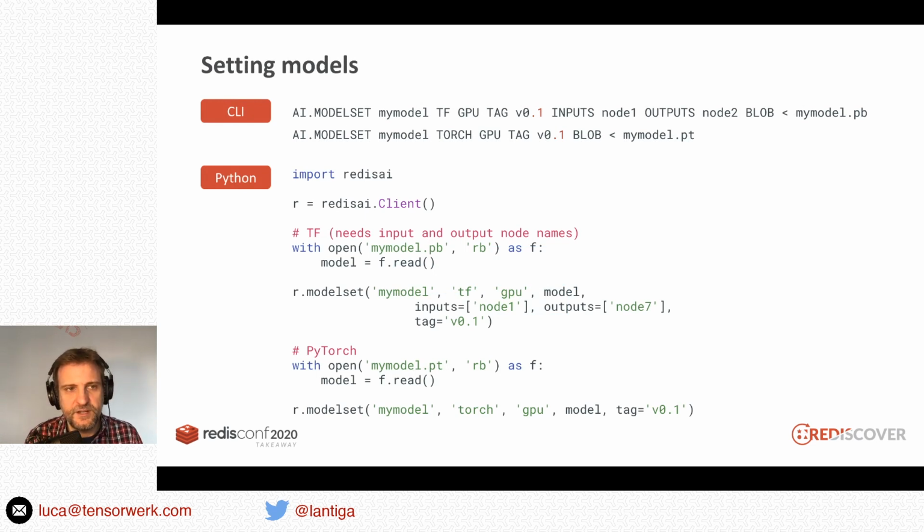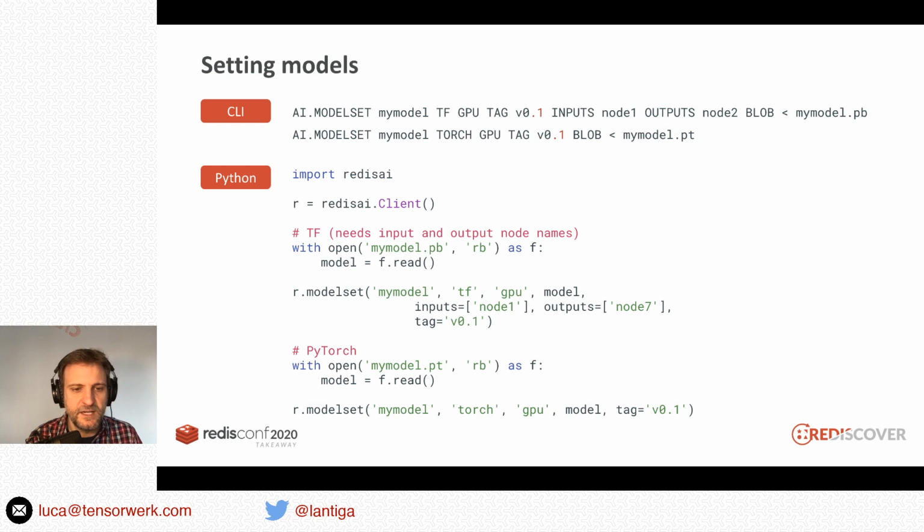Okay, so this is an example of how to set different types of models. In the case of TensorFlow, graphs need the specification of what the input nodes and output nodes are in the graph. So you have to open up the graph using tools like Netron, or by looking into the model, look up the names of the nodes and specify them as inputs and outputs. The documentation describes how to do that in RedisAI.